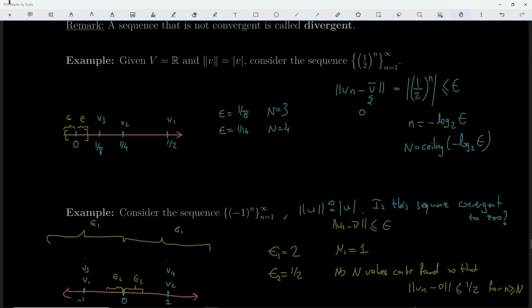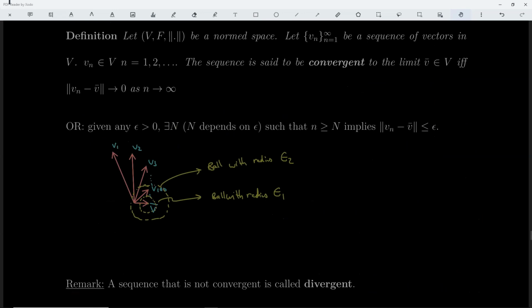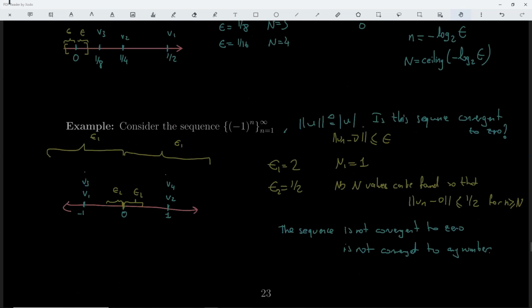So if a sequence is converging, you can shrink that epsilon as much as you want. You should still be able to find the n value where all the vectors fall in that radius. You can shrink the radius of the ball as much as you want, and you should still find the n value for integers greater than that, where the vectors all fall within that radius. Okay, so we failed even at a very early stage. When I picked epsilon equal to 1/2, I couldn't find any n value, and I concluded that the sequence is not convergent to 0.